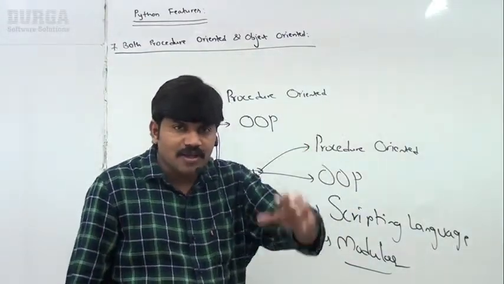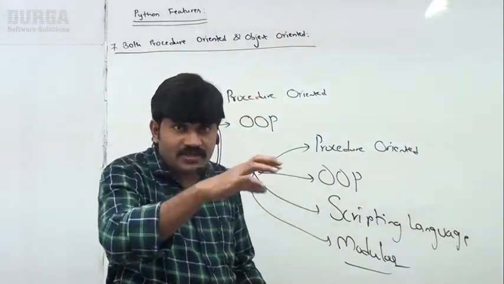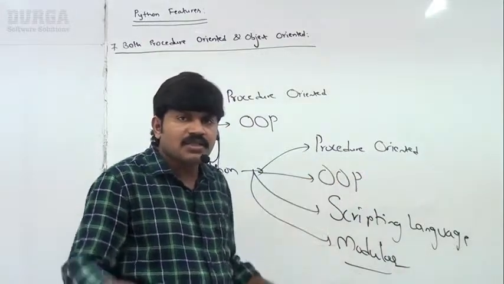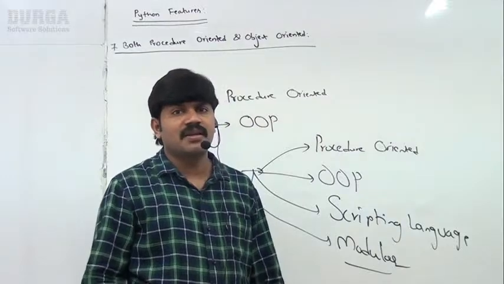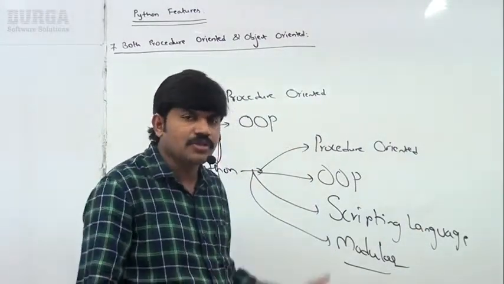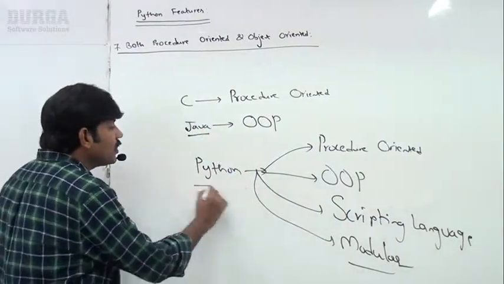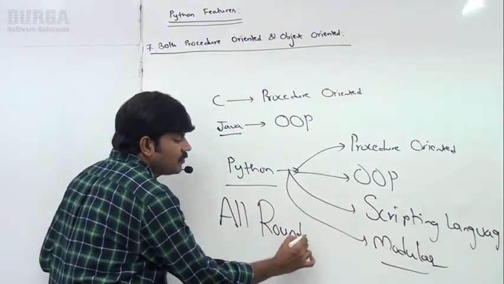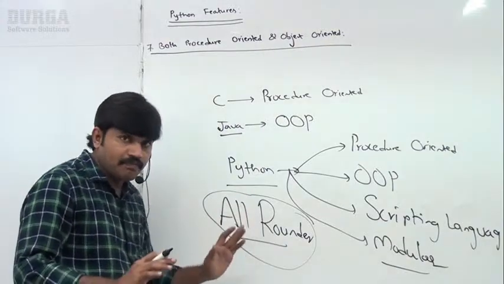If you want class and object orientation, you can use Python. If you want to just write functions and call them, that is procedure-oriented. If you want a group of lines executed line by line, that is scripting. All facilities are there for programming requirements. You can use Python in any style, so it is very flexible to use. Python is an all-rounder. All benefits we are going to get in Python.